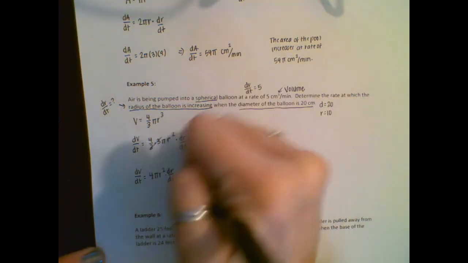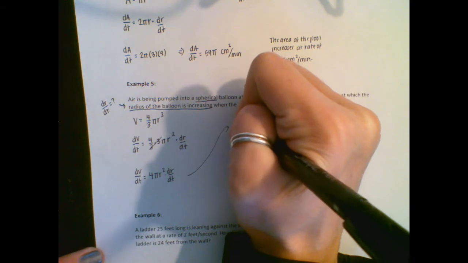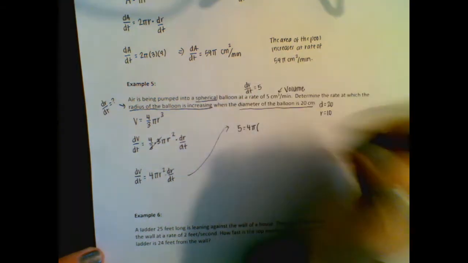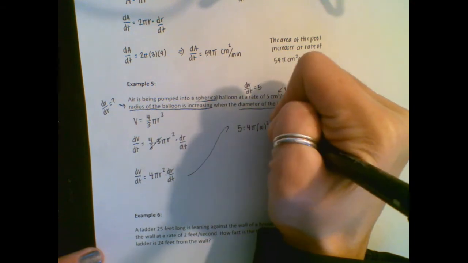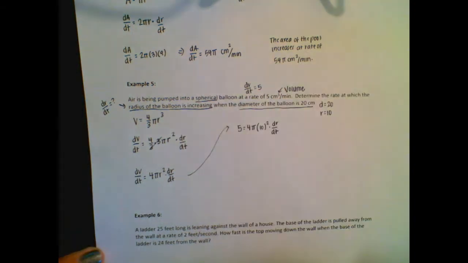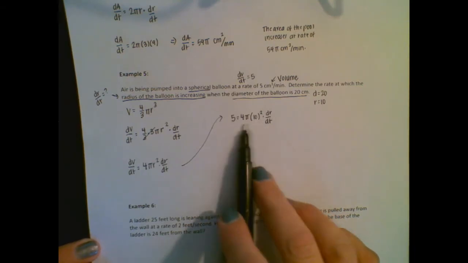So I'm going to work up here, and I'm going to substitute in what I have. So dv dt we said was 5, which is equal to 4 times pi. The radius here is 10, so 10 squared. And I'm looking for dr dt, so I'll just leave it as the variable here. I'm going to simplify over here.